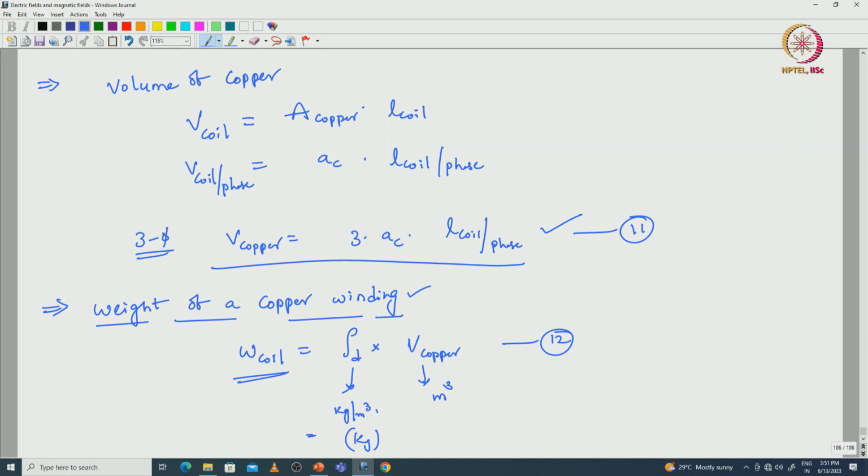In this lecture we have calculated how many turns are required, what kind of pitch factors and distribution factors we have to select depending upon the winding type, the resistance of each coil and the length of each coil, and the volume of the copper and weight of the copper we have discussed.